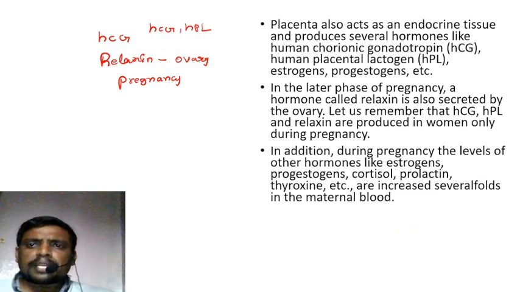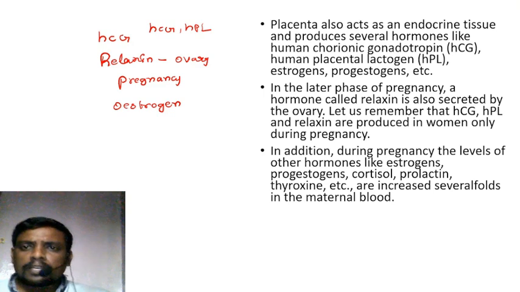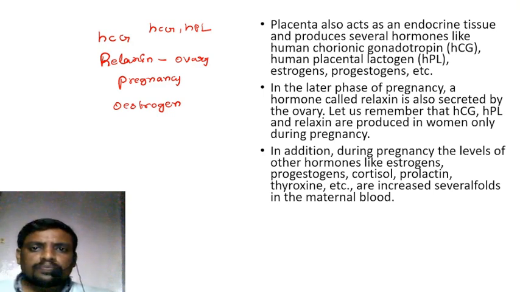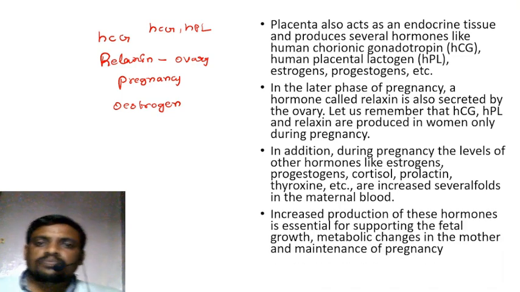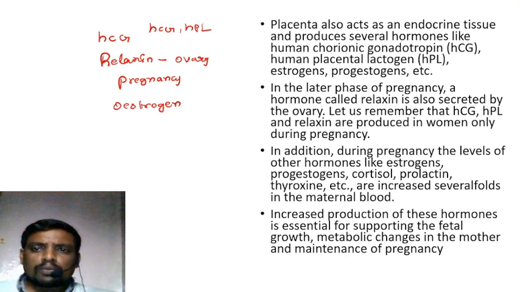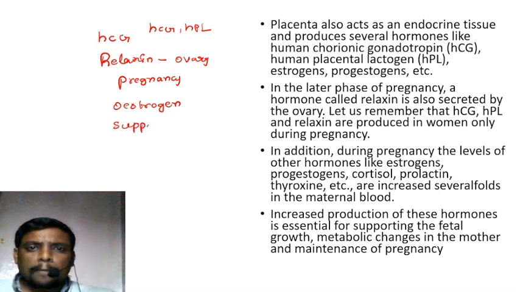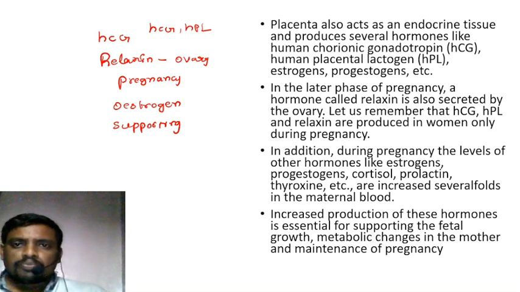In addition, during pregnancy, levels of other hormones like estrogen, what are they? Estrogen, both spellings we can write, progesterone or progestogens, cortisol, prolactin, thyroxine are increased several folds in the maternal blood. Increased production of these hormones is essential for supporting the fetal growth. Okay, what are the hormones that are secreted during pregnancy?